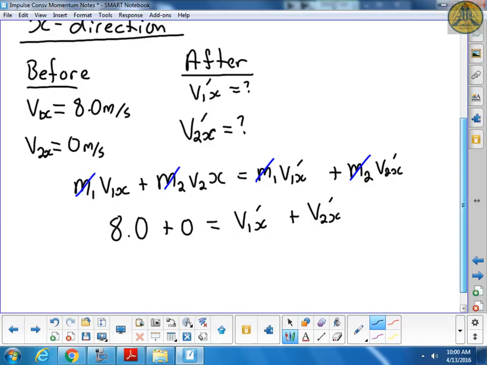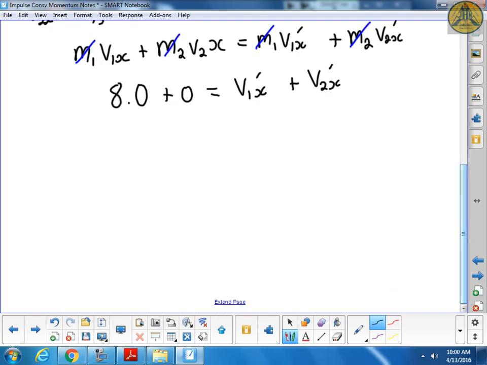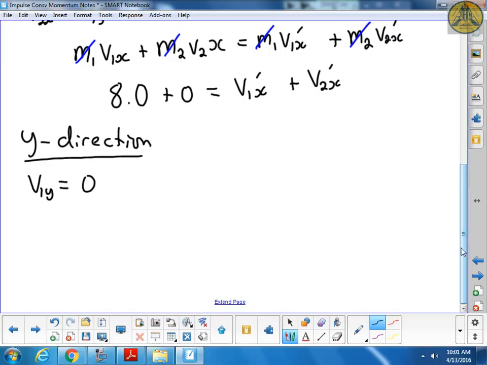Set up the y direction. In the y direction, again ignoring the masses, velocity of object 1 in the y direction is 0. It is not moving up or down the way we've got the problem set up. Object 2, y direction, 0. So the velocities in the y direction before the collision are 0. So the momentum is 0. So that means after the collision, the total momentum in the y has to be 0. So however these things are moving, the two velocities have to add to be 0 as well.